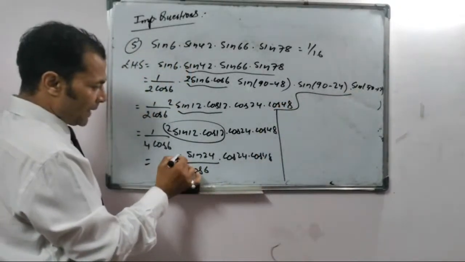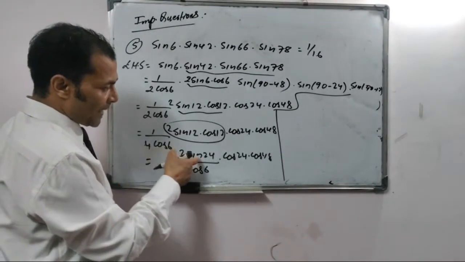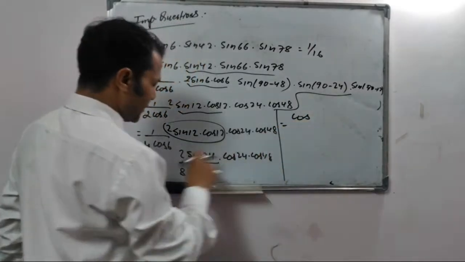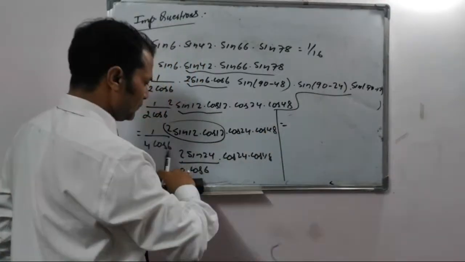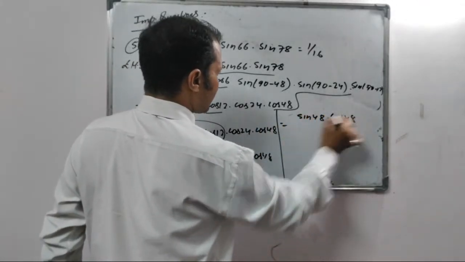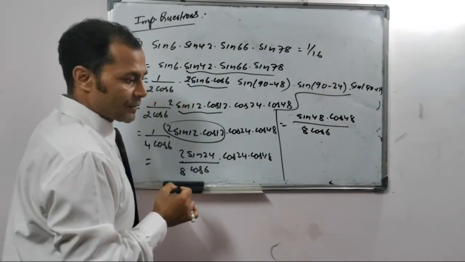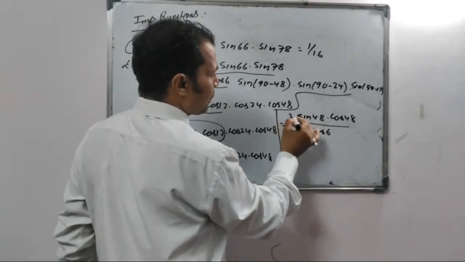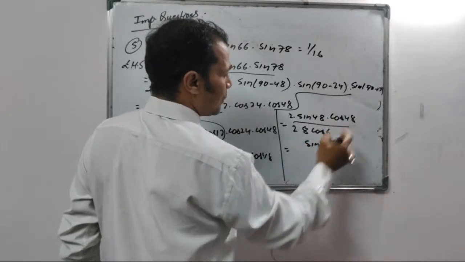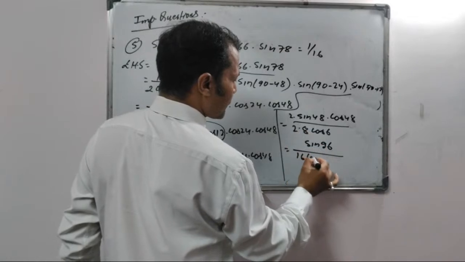Now look here. Again I multiply by 2 here and make it 8. Okay, so 2 sin 24 cos 24 is sin 2a, sin 48 into cos 48 by 8 cos 6. 8 cos 6. Now what do we do here again, just put 2 by 2. So what happens? 2 sin a cos a is sin 2a, double of 48 is 96, by 16 cos 6, right?